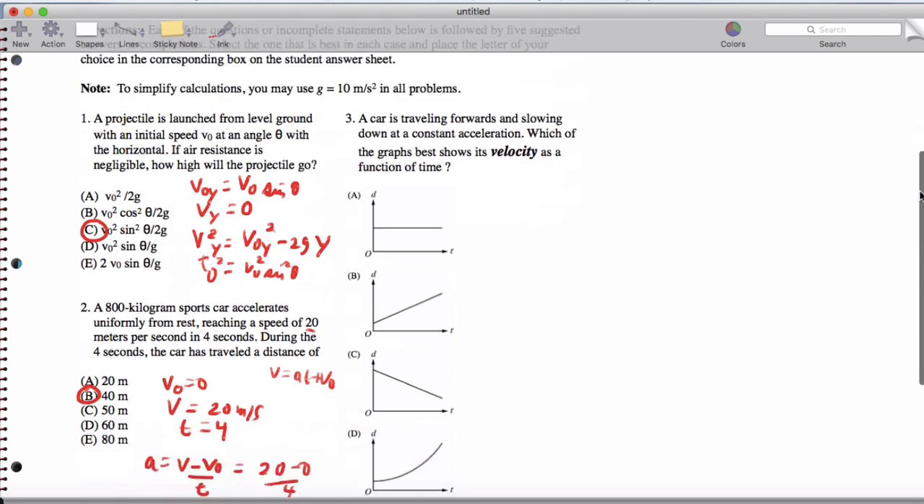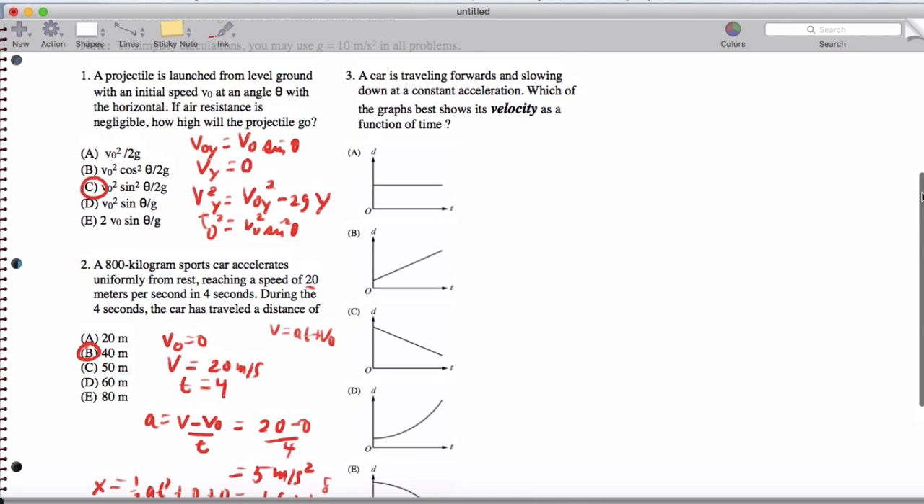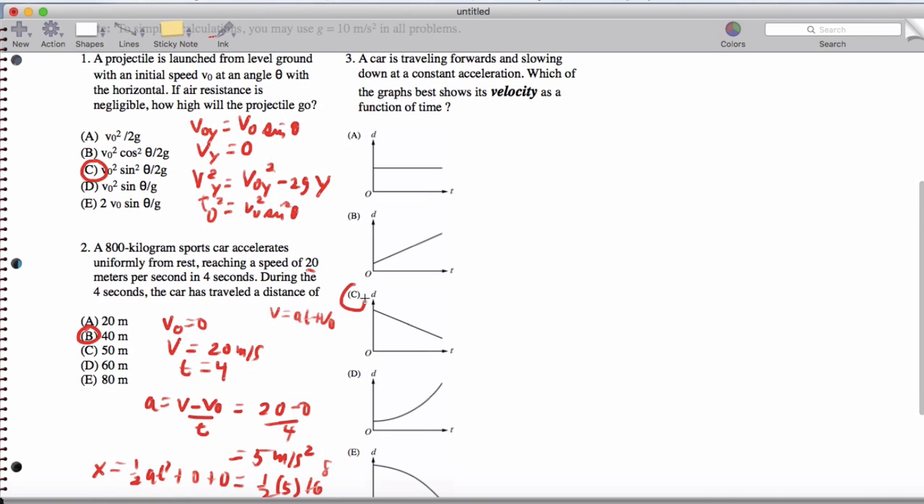All right. Now we want to know which of these shows the velocity as a function of time when we're slowing down at constant acceleration. That would be choice C, because we're going forwards. So this means forward velocity, and the negative slope means slowing down, if we treat this as a velocity versus time graph.